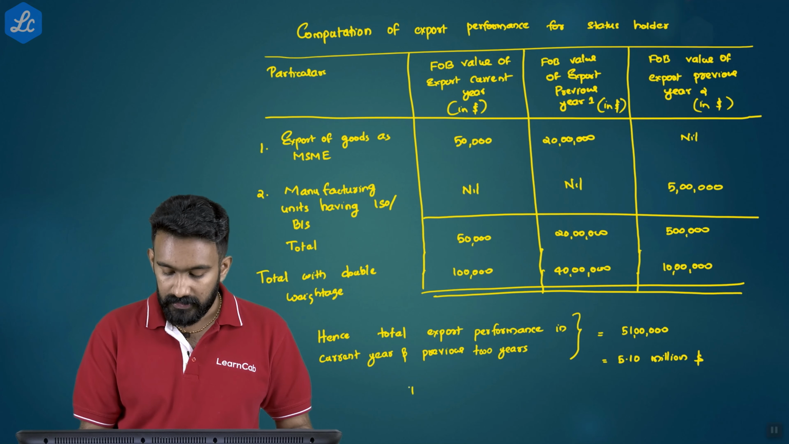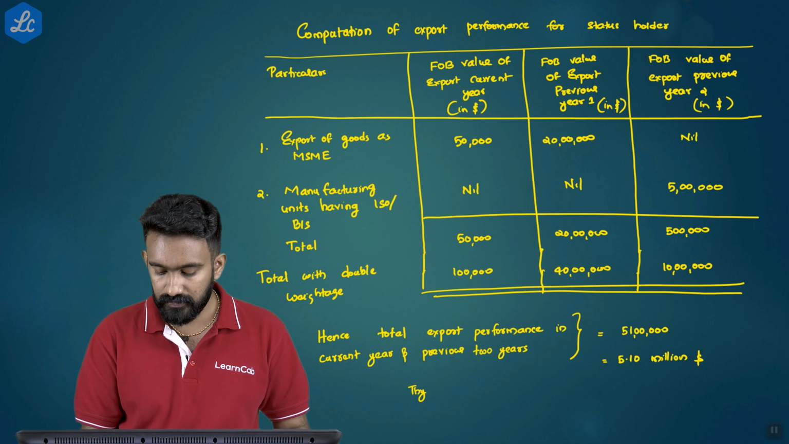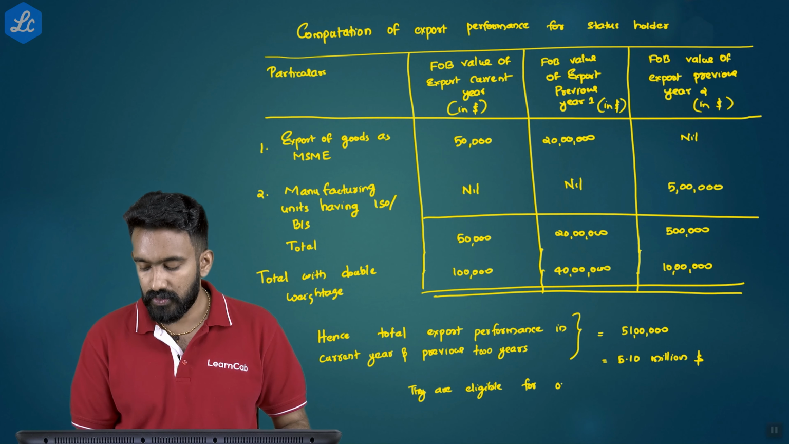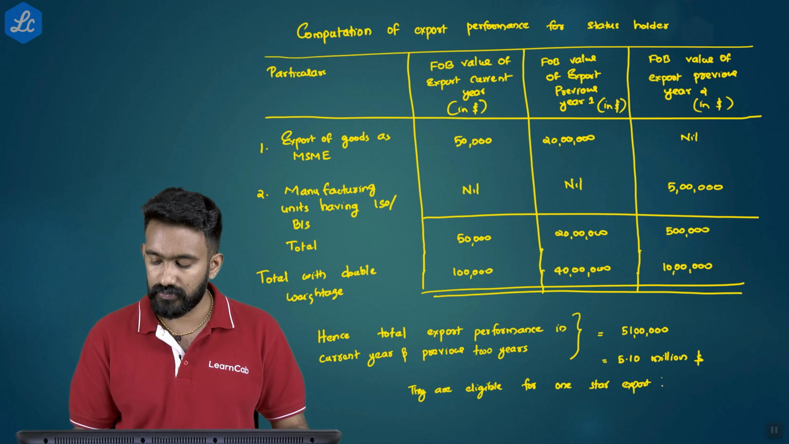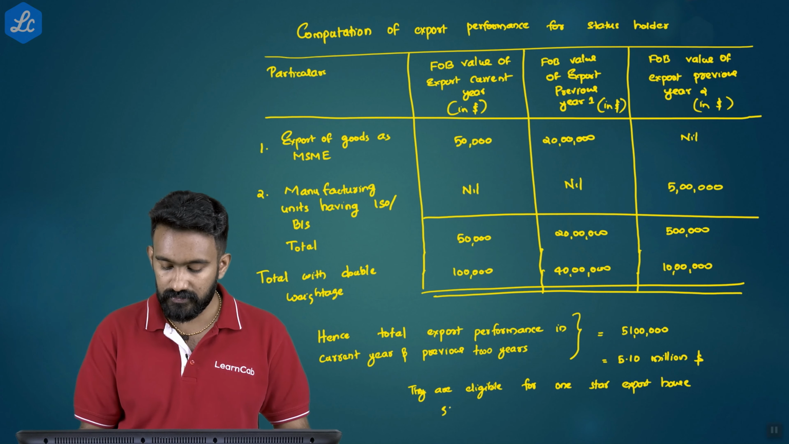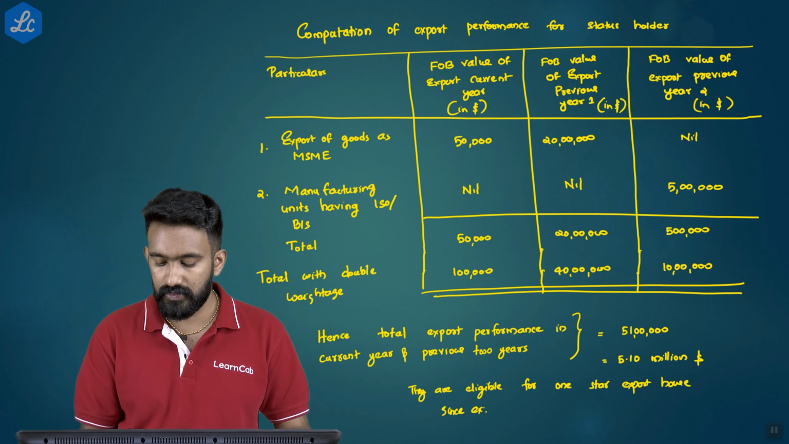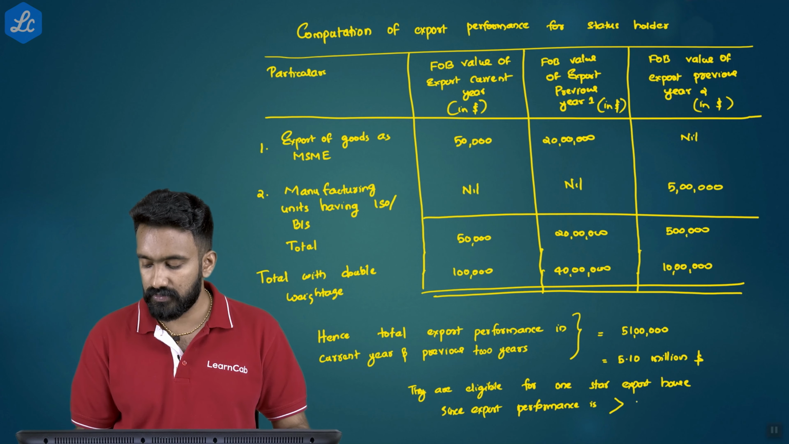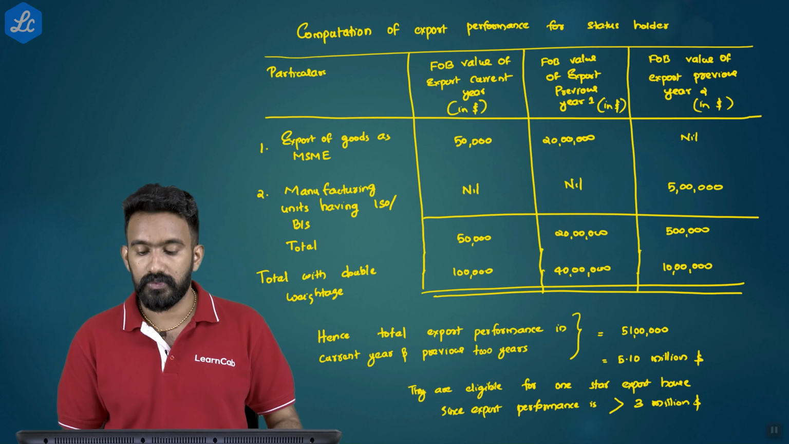They are eligible for 1-star export house. They can get 1-star export house status because their export performance is more than $3 million. So this is the conclusion.